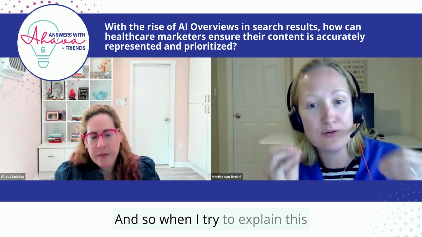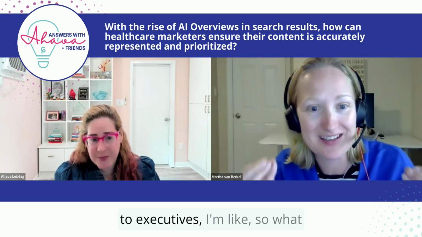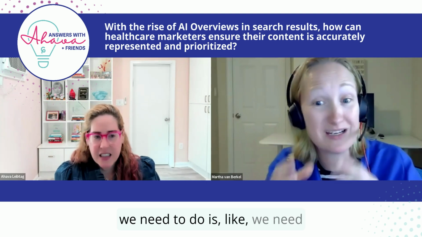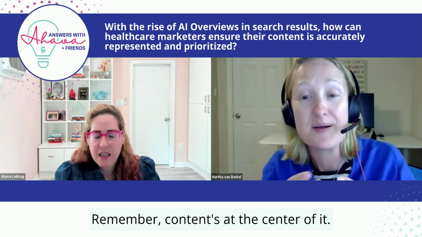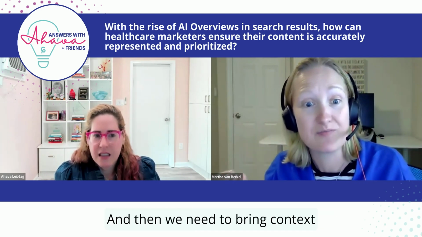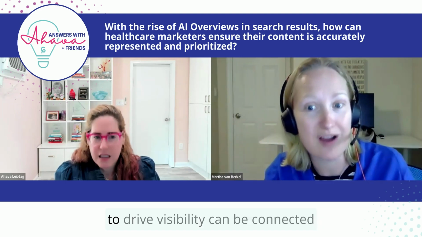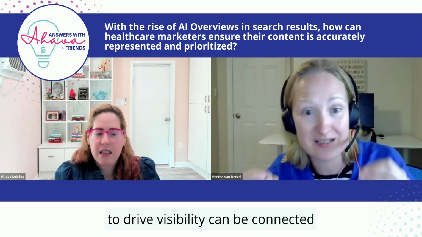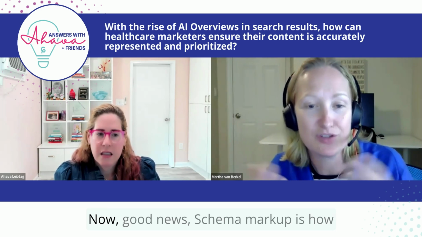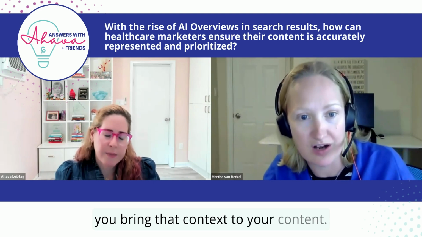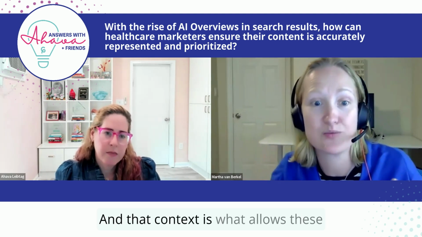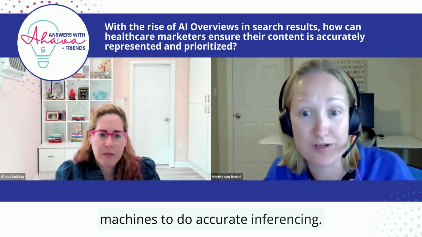And so when I try to explain this to executives, I say what we need to do is have really amazing content, right? Remember, content's at the center of it. And then we need to bring context so that the answers that are going to drive visibility can be connected by the machines that are doing it. Now, good news: schema markup is how you bring that context to your content. And that context is what allows these machines to do accurate inferencing.